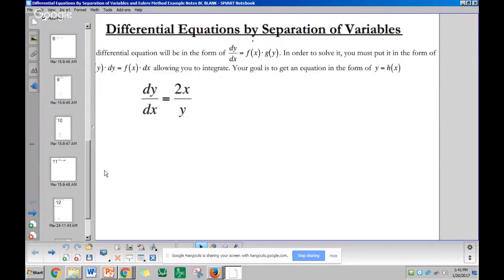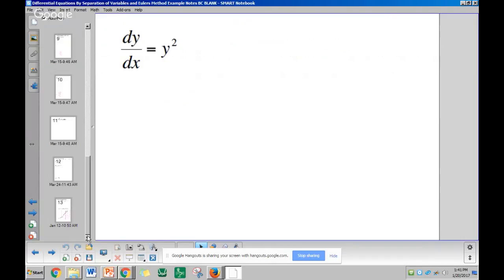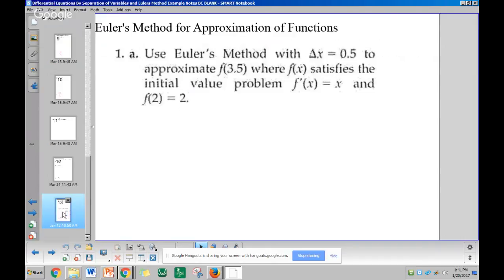If you can separate them and solve them, then you can come up with a general solution and then a particular solution, right? However, not all differential equations are solvable. Meaning you can't separate them, and not all things are integrable, which means you can't take the integral of it.